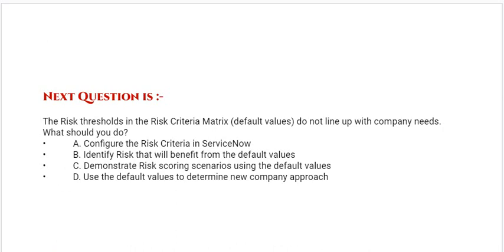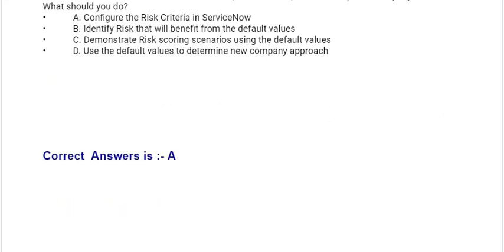Next question is, the risk thresholds in the risk criteria matrix default values do not line up with the company needs. What should you do? Option A. Configure the risk criteria in ServiceNow. Option B. Identify risks that will benefit from the default values. Option C. Demonstrate risk scoring scenarios using the default values. Option D. Use the default values to determine new company approach. Correct answer is option A.